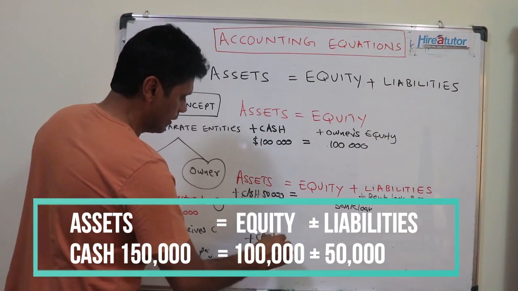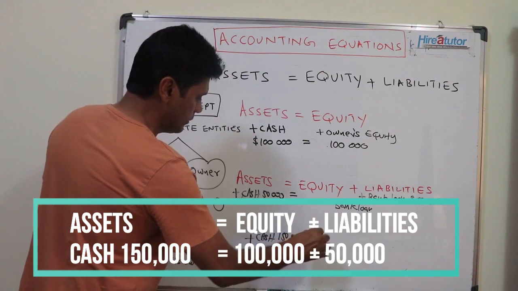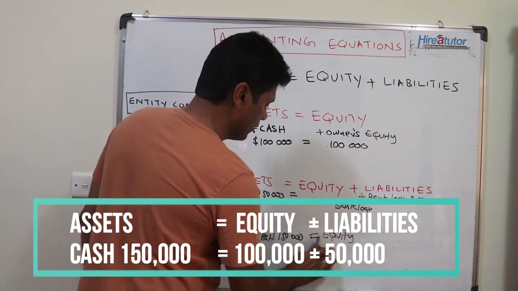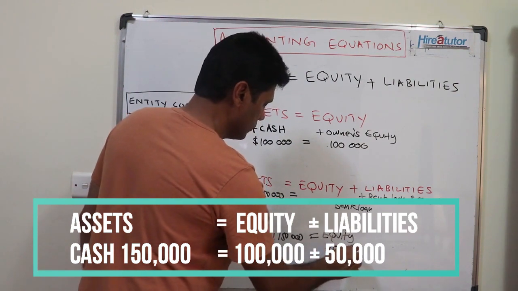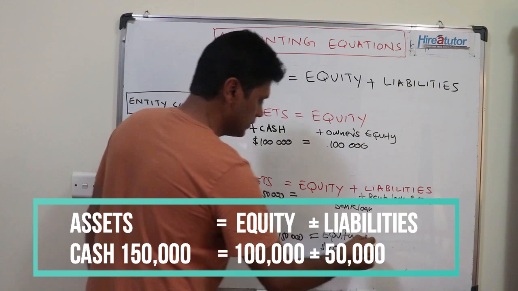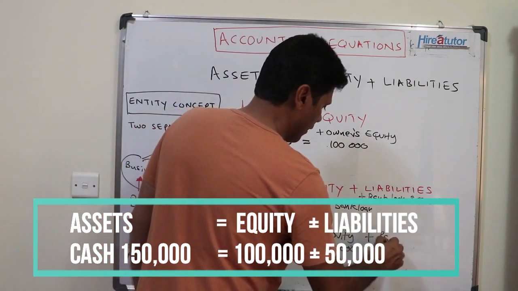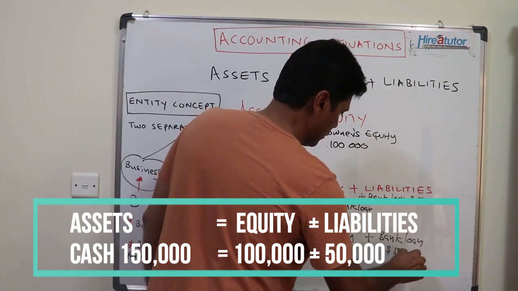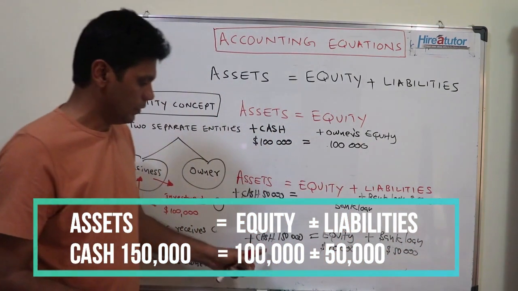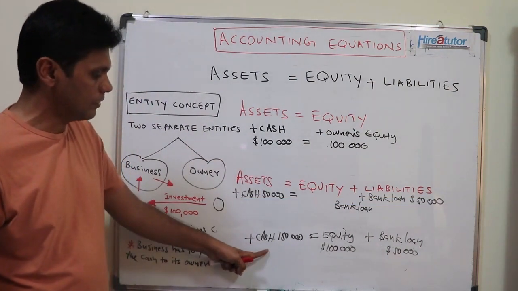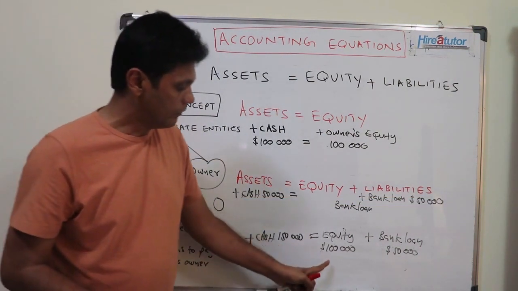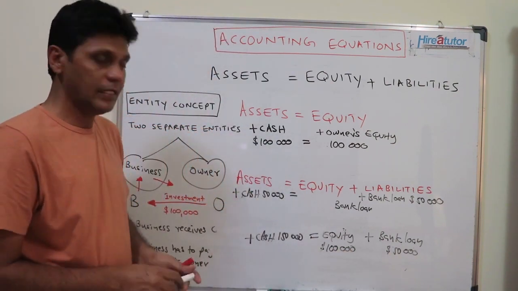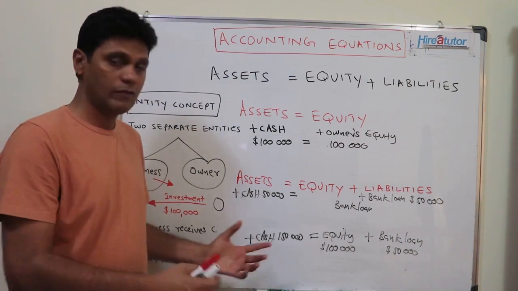If you summarize this, the total cash balance under assets will be 100,000 plus 50,000, which is 150,000. This is equal to the equity balance of $100,000 plus your liability, the bank loan, of 50,000. So your total assets value of 150,000 is equal to equity of 100,000 plus bank loan of 50,000. So at any given time, your balance sheet equation will balance.